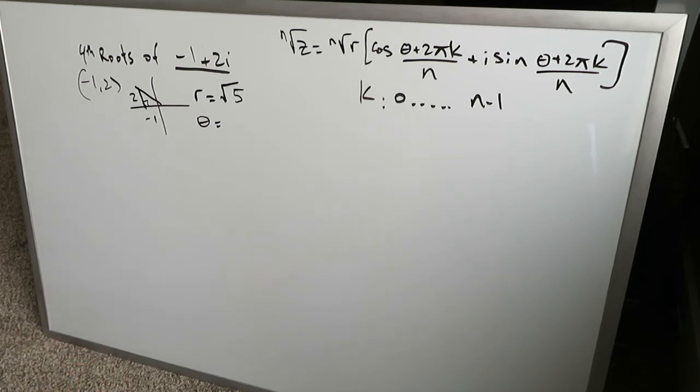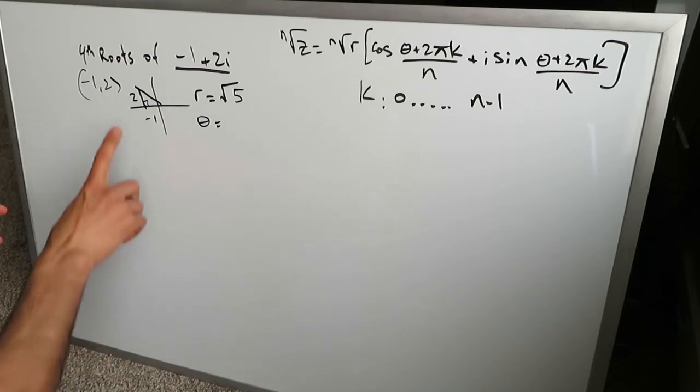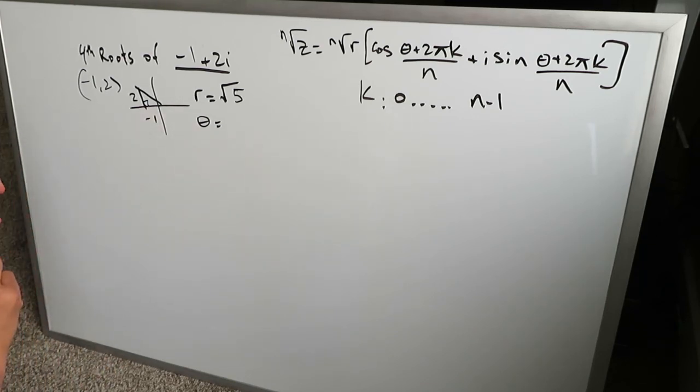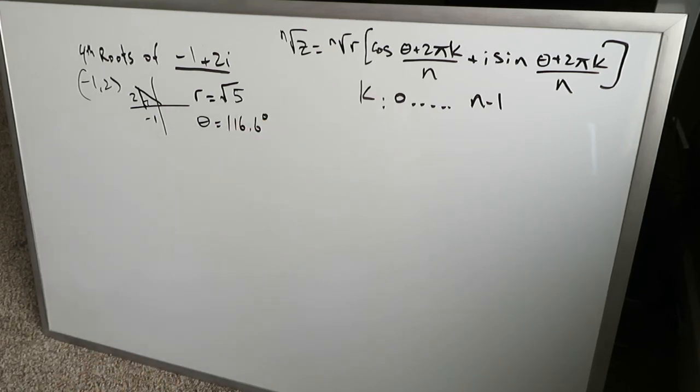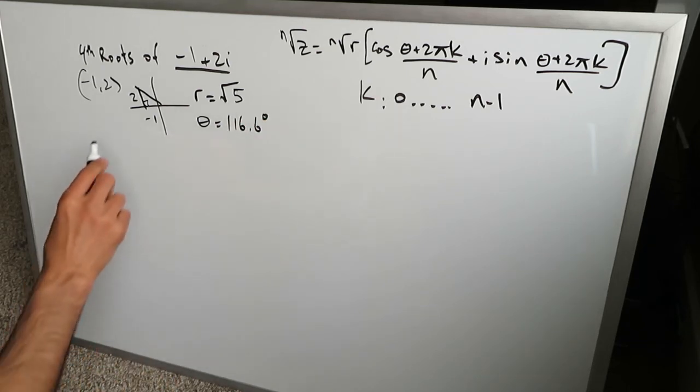So bring out our calculator. Let's do 2 minus inverse tan. I get an angle of -63.4. -63.4 with reference to 180. Just add that to 180. It'll give you 116.6 degrees. 116.6 degrees. Now we have everything we need to write the polar form.